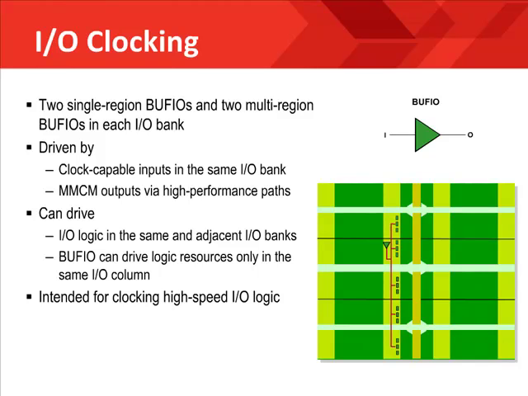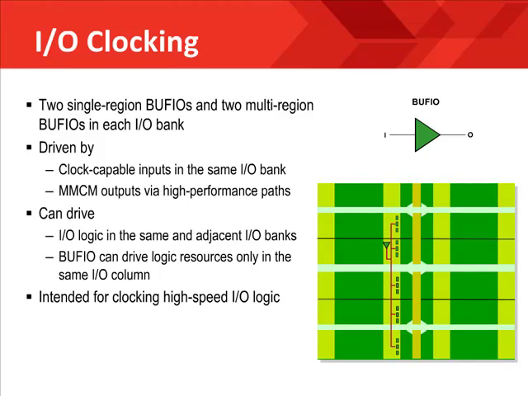Now, the 4 clock-capable I/O pairs in each I/O bank are identified by the letters CC in the pin name. The pins that correspond to the BUFIOs that can drive multiple regions are designated by the letters MRCC, or multi-region CC. Single-region pins are designated SRCC, or single-region clock-capable.